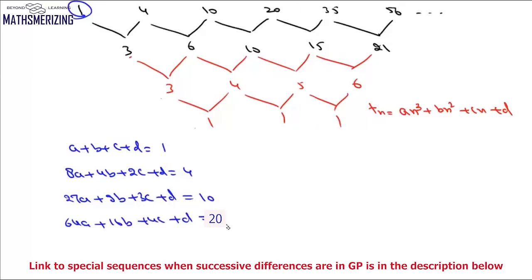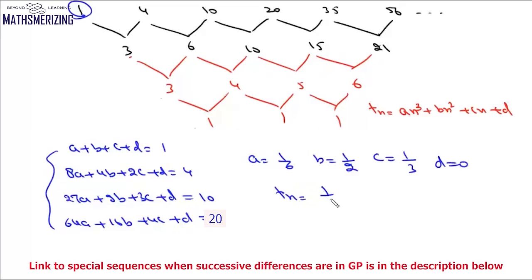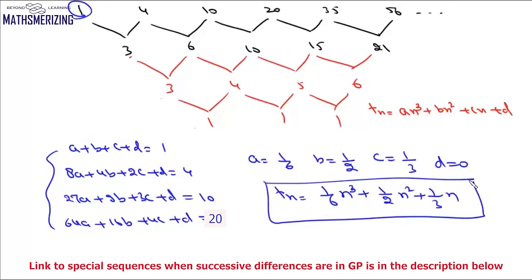4c plus d equals. Now if we solve these 4 equations, we'll get the value of a as 1 by 6, value of b as 1 by 2, value of c as 1 by 3, and value of d as 0. So its general term will be given by 1 by 6 n cube plus 1 by 2 n square plus 1 by 3n. And that is the answer to this question.